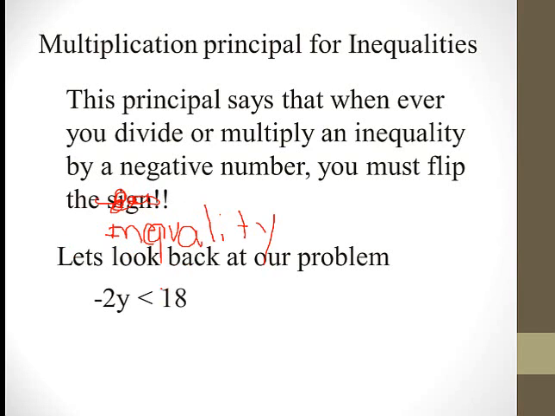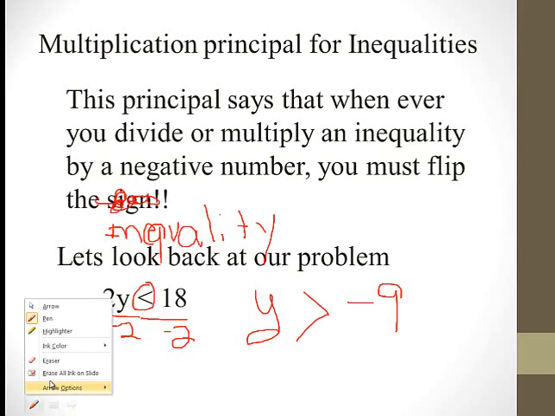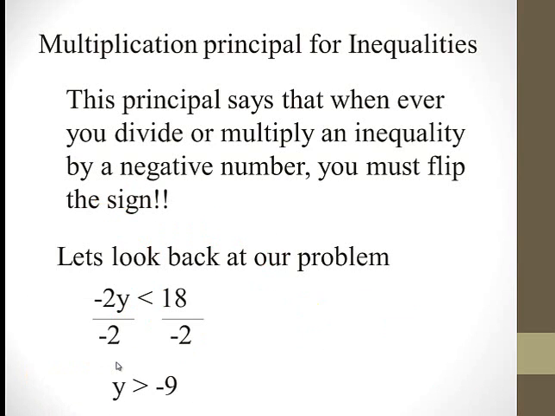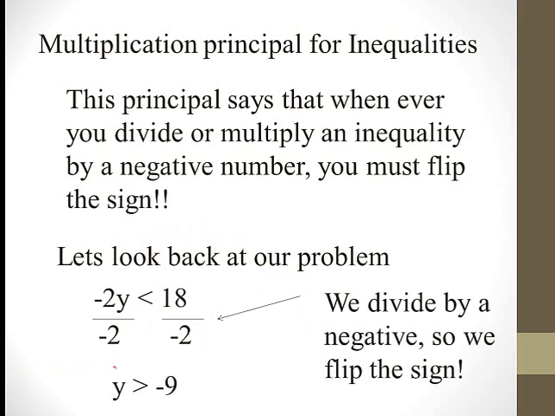So let's look back at our problem. -2y is less than 18. If you divide both sides by -2, your y is y, and your 18 divided by -2 is -9. But you flip that inequality sign. So now let's check it. What's a number greater than -9? 0. What's -2 times 0? 0. Is 0 less than 18? Yes.